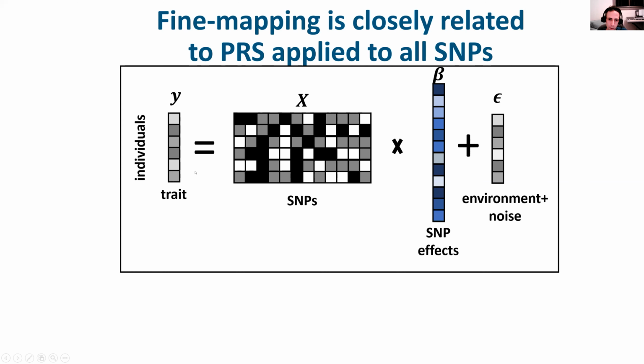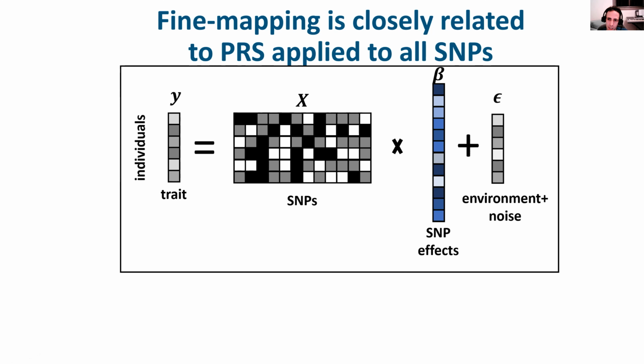So let's assume that we have some trait Y that we want to predict, maybe some disease trait, or blood pressure or anything. We measured this trait for a bunch of individuals, so we have this vector Y. Now we assume the most straightforward basic linear model: Y is given by a linear combination of SNPs, and each SNP has an effect. So we have this matrix X of SNPs multiplied by this vector beta of the SNP effects, plus some vector epsilon, which captures environment and noise and basically everything else. This is as straightforward as it gets.